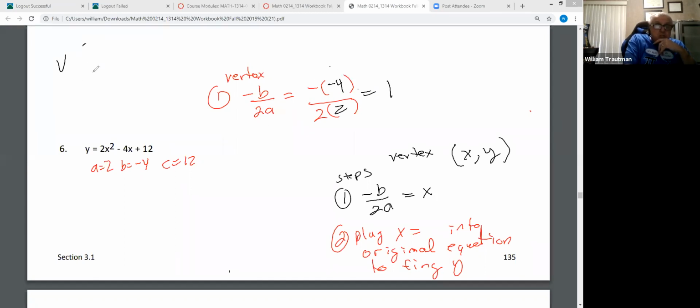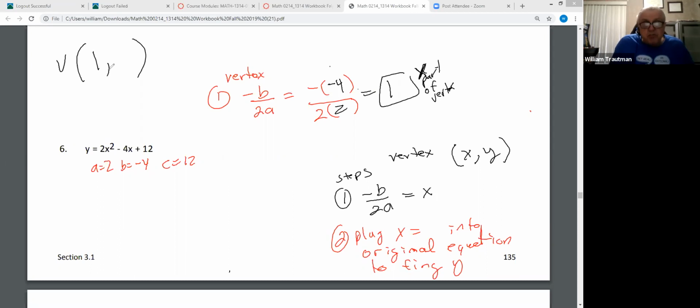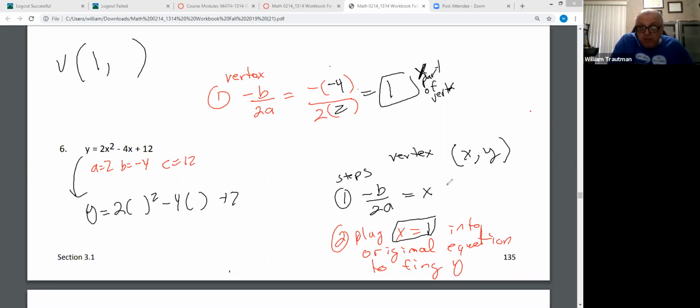And I'm going to put over here, I always put a v in front of the coordinate when it's a vertex. The x part of the vertex is 1. The x part of the vertex is 1. The y part, y equals 2 times x squared minus 4 times x plus 12. Do you see? Plug the answer. We got 1 for our answer up above. Negative b over 2a equaled 1. We got it right here.